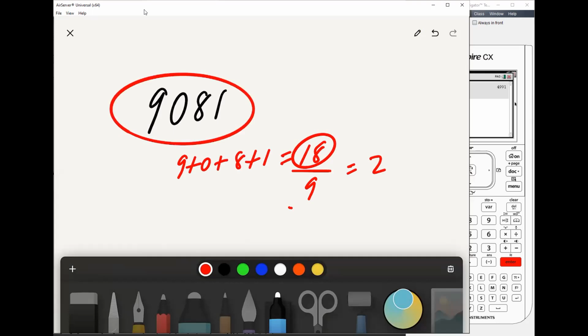All right, that's the divisibility rules. I hope this makes sense. It really helps when you're trying to simplify things or if you're trying to know if something is divisible. But at the end of the day, if you don't remember the divisibility rules, you can always use your calculator.